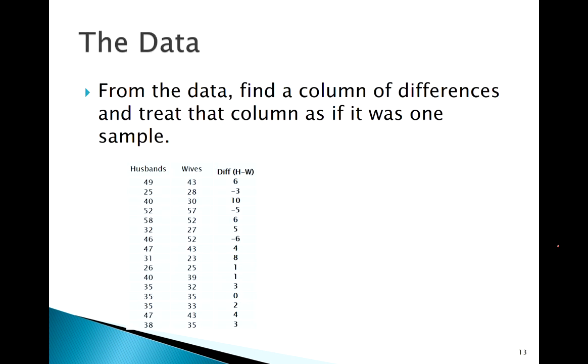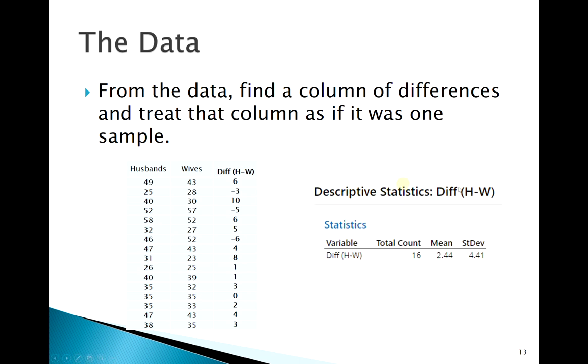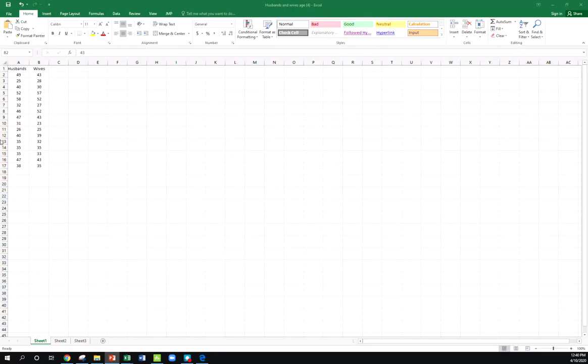All right, so here's my data. The first step is to find these differences. This is super easy to do in Excel. There are a few different ways we can do this, and we'll look at all of them. I can find these differences, and it's good to note that I'm defining these as husbands minus wives. Take this couple: 49 minus 43, they've got a difference of 6. In this one the wife is older, so we get a negative difference, and so on. Do that for each one.